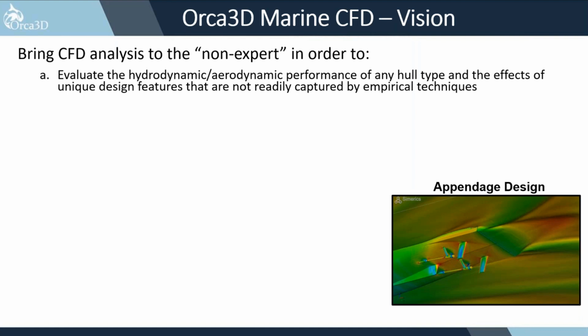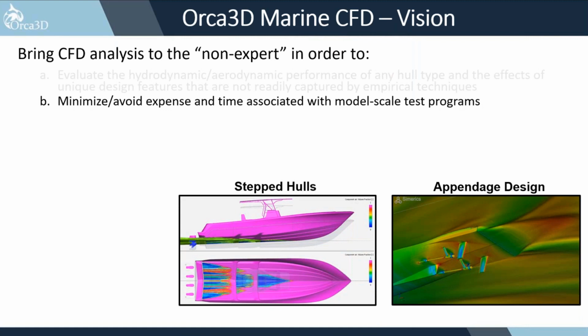So we wanted to allow you to model your designs and analyze things like appendages, as you see in the picture at the lower right here, so you can determine the influence of the fluid flow on different rudder designs, different shaft designs, et cetera. We wanted to be able to have you minimize or at least reduce the scope of model test programs. Some programs can afford to handle model test programs, but if you can reduce the scope of those programs, that is a good thing. And in some cases, some programs cannot afford model test programs. So being able to do the analysis right on your computer with a more or less virtual towing tank was another goal or part of the vision of Orca Marine CFD.